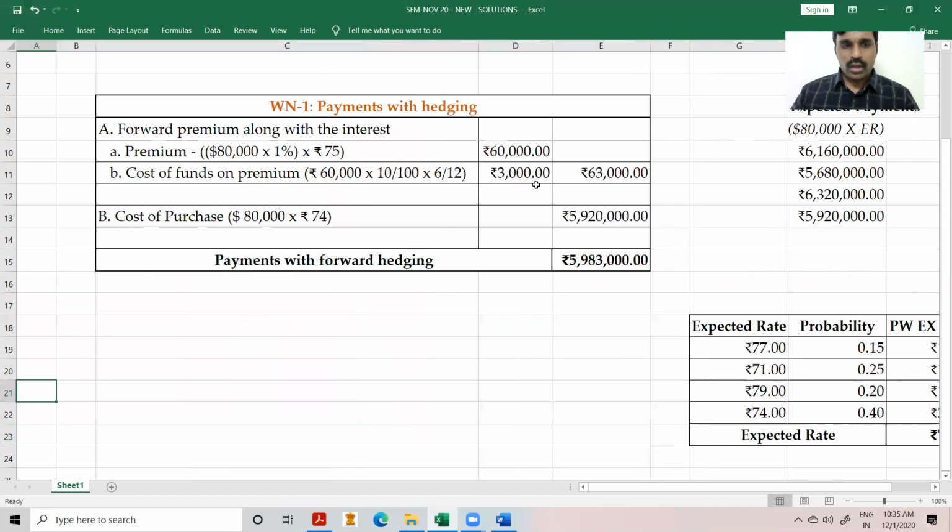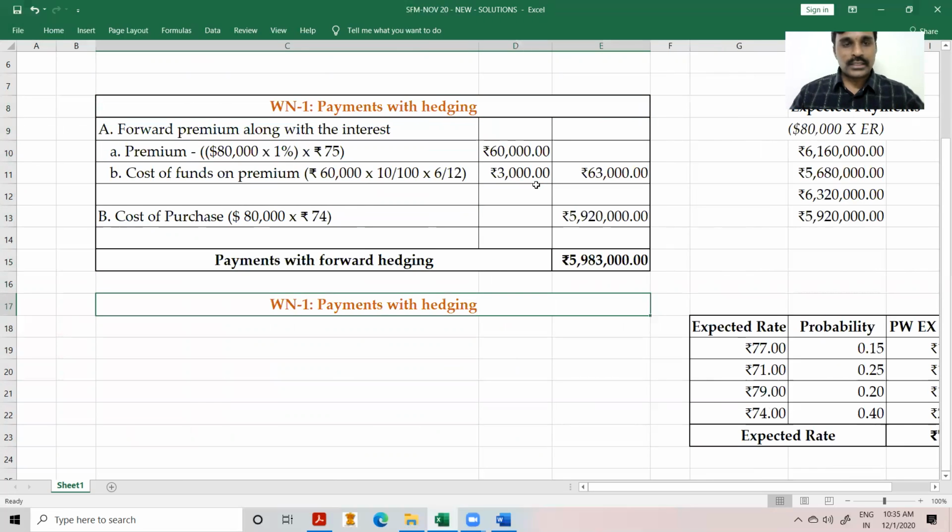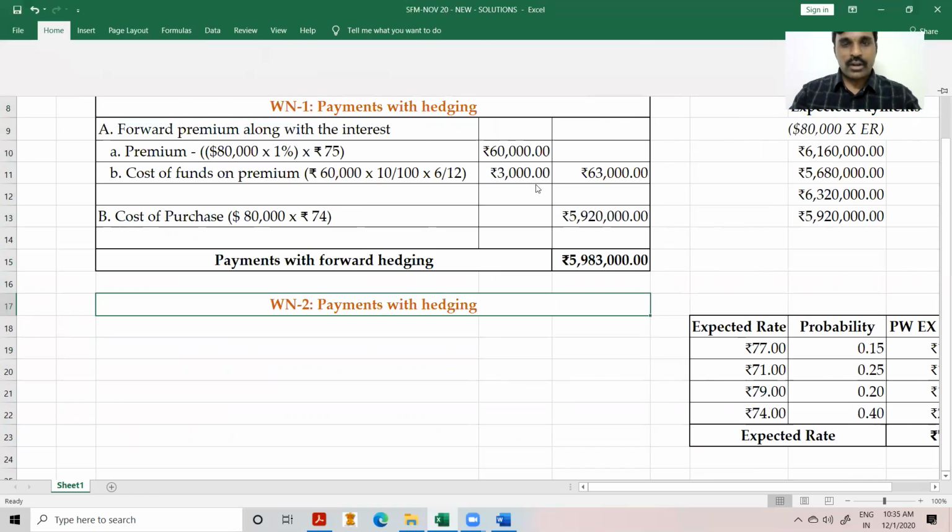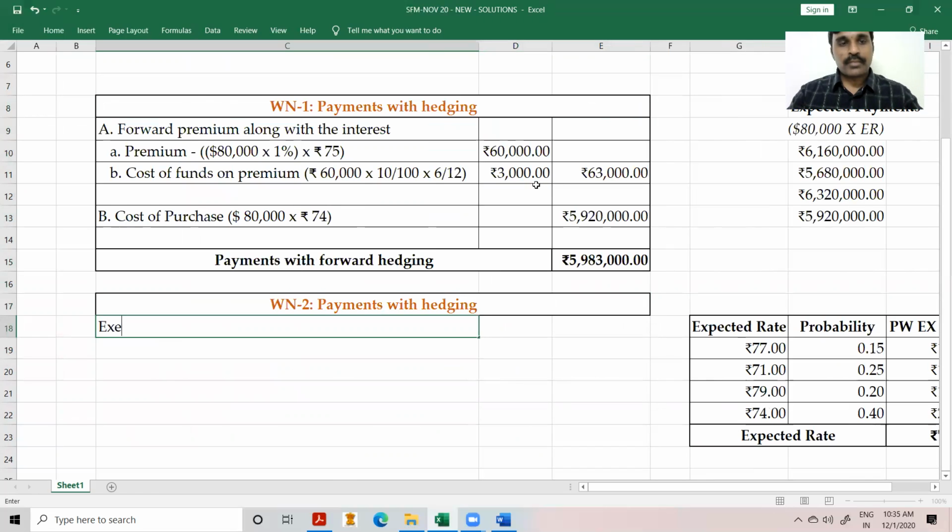What is working note 2? Payments with hedging. Working note 2, payments with hedging. So you have to clearly write the word expected, not fixed. Expected payments without hedging. What is the expected payments without hedging? $80,000 into rupees 74.70.